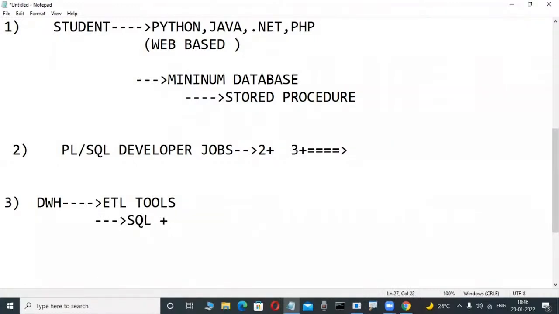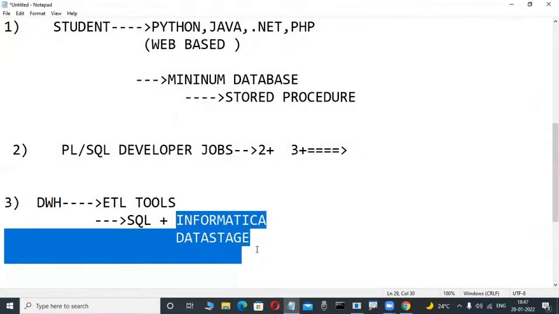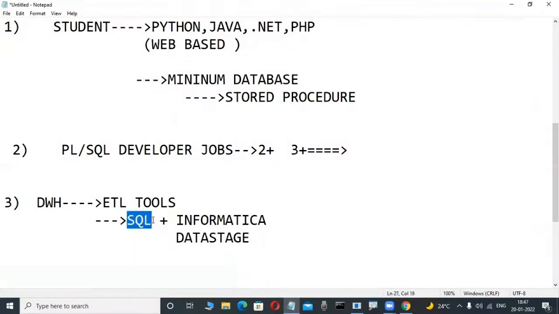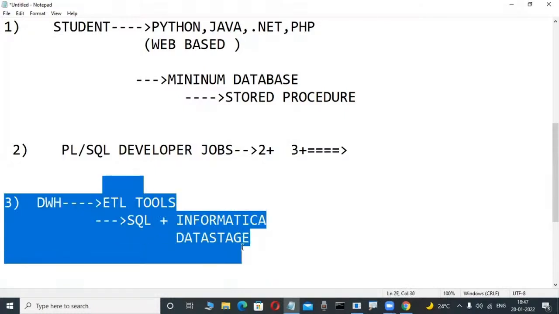Then they learn the tools, in institutes also. Informatica is a very popular tool. Datastage is also a popular ETL tool, and Talend is another tool. These ETL tools have a graphical user interface. Minimum knowledge of SQL is required, so that's why they are learning these courses, for job purposes also.